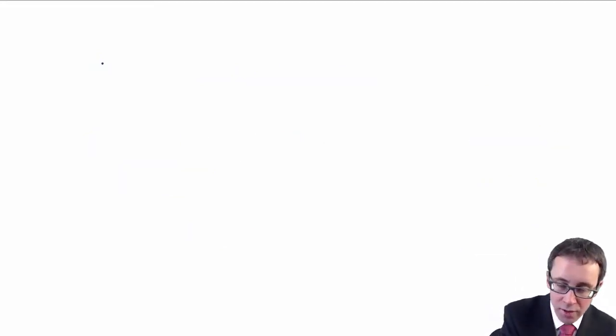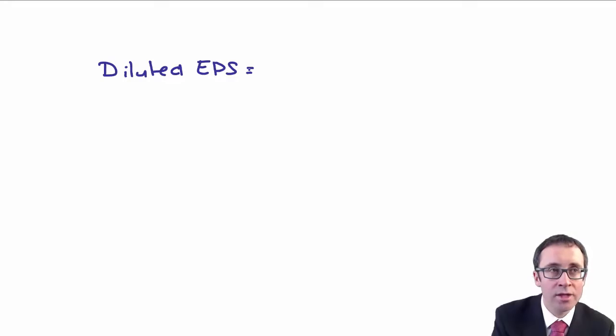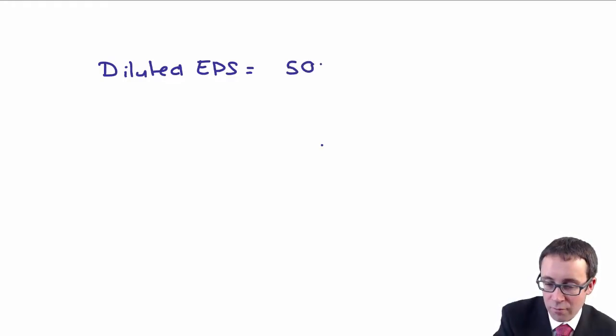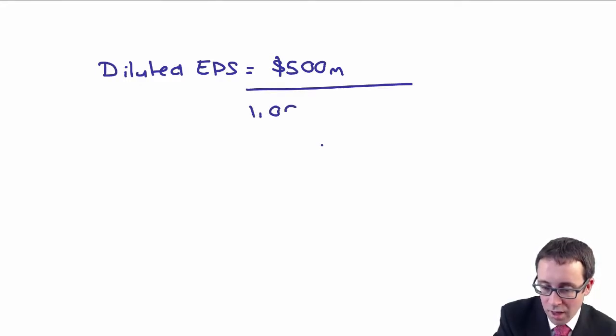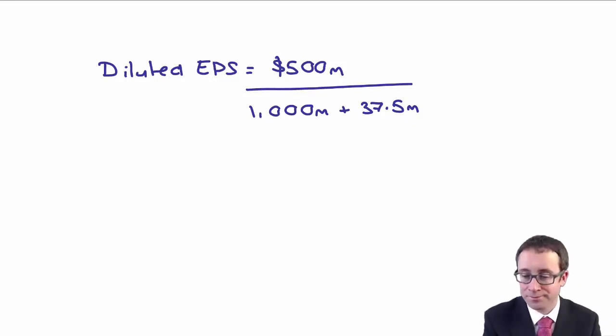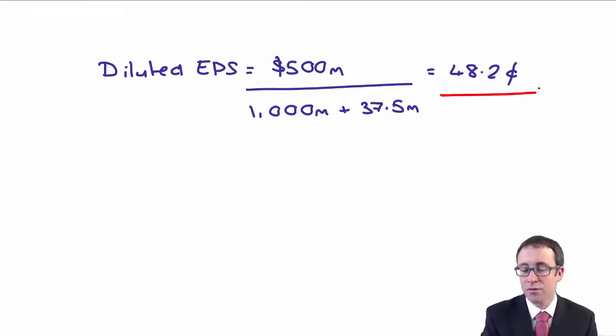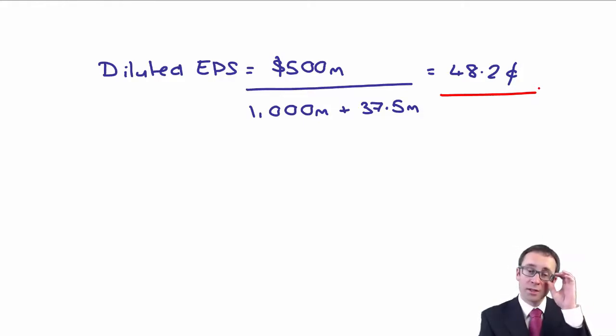So if that's the case, to work out my diluted EPS, we take your original earnings, which was 500 million. The original number of shares were 1,000 million. And you add on the free shares that we got, 37.5 million. Tapping that onto your magic calculator gives you 48.2 cents per share.